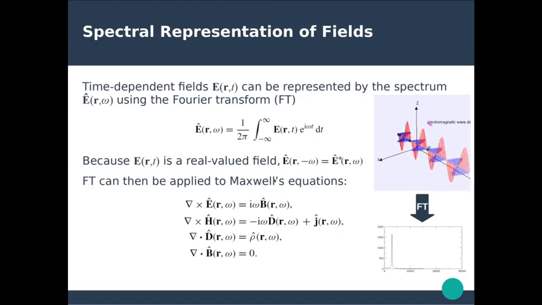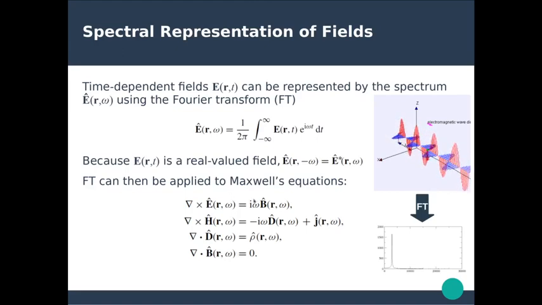Because we use the Fourier transform to change those fields into their spectral representations, this also has an impact on Maxwell's equations, and we can apply the Fourier transform onto Maxwell's equations and obtain their spectral representation as well. So these are the four Maxwell's equations in the spectral domain, where we have the curl and divergence operators applied onto the complex electric and magnetic fields, which are now dependent on the frequency.